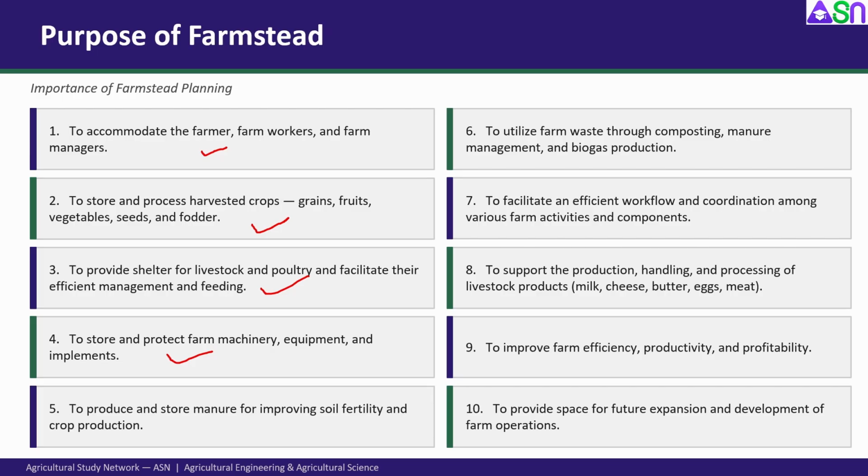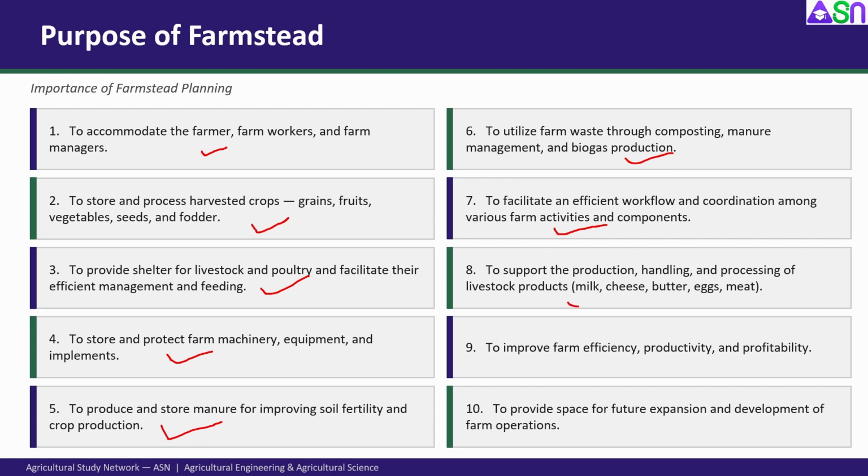Number 5 is to produce and store the manure for improving soil fertility and crop production. Manure management is an important part of sustainable farm operations. We need a farmstead to utilize farm waste through composting, manure management, and biogas production. A well-planned farmstead helps to convert the waste into useful resources. Farmstead helps to facilitate an efficient workflow and coordination among various farm activities and components. A properly designed farmstead reduces the unnecessary movement of people, animals, and machinery.